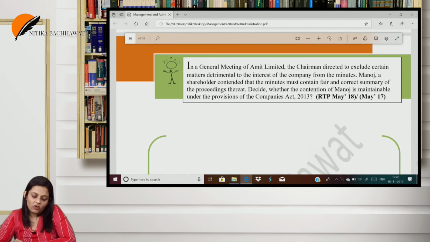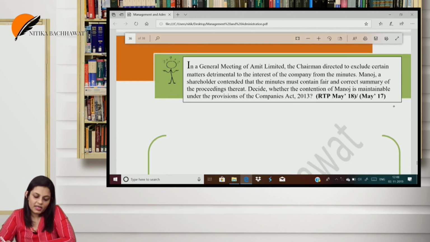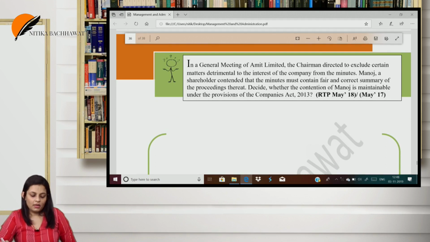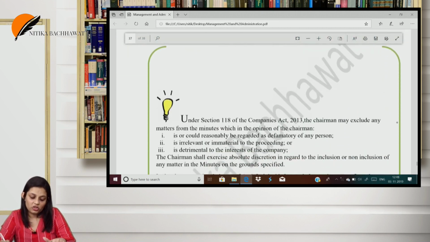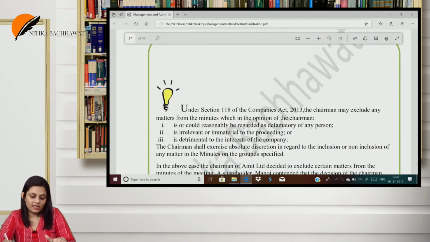In the general meeting of Amit Limited, the chairman directed to exclude certain matters detrimental to the interest of the company from the minutes. Manoj, a shareholder, contended that the minutes must contain a fair and correct summary of the proceedings. Decide whether the contention of Manoj is tenable.